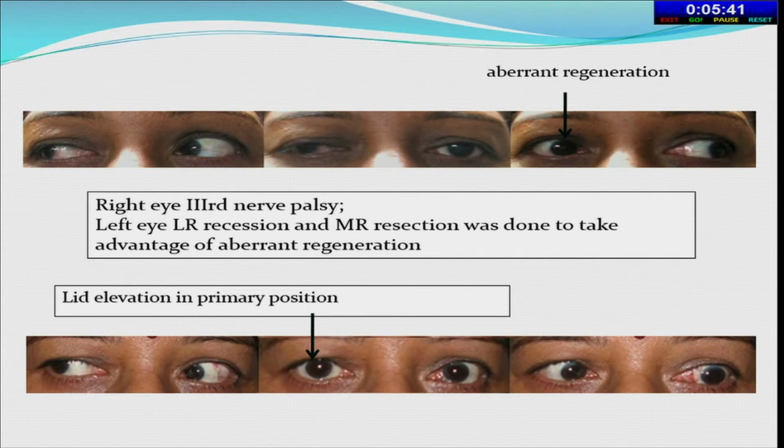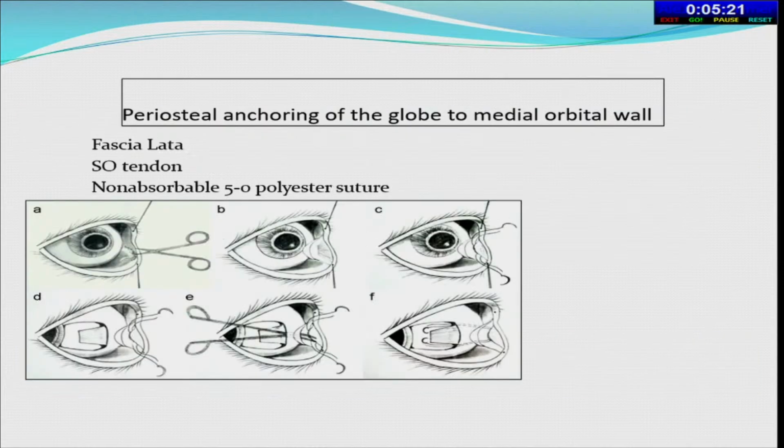Again, another interesting case where you can see that the patient had aberrant regeneration. The patient had elevation of the lid on adduction, and this was taken into consideration while deciding the surgery. We tend to operate on the other eye to take advantage of that aberrant regeneration, and you can see post-op the patient had lid elevation in primary position as well.